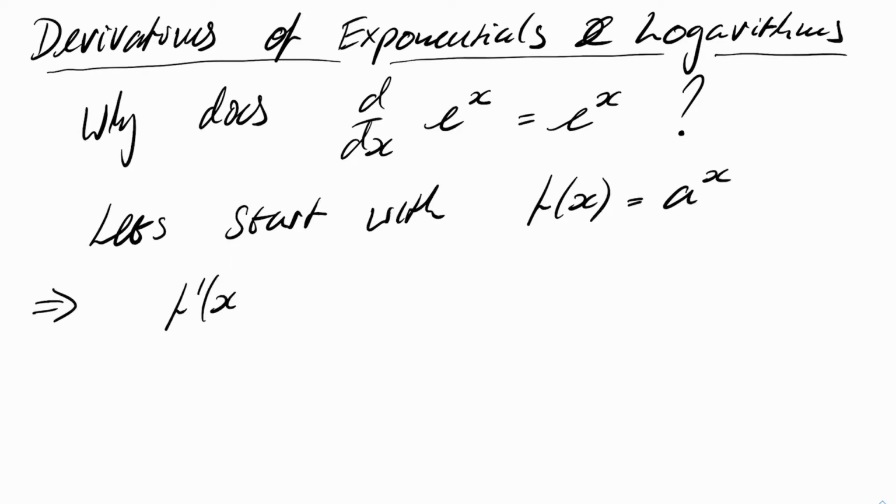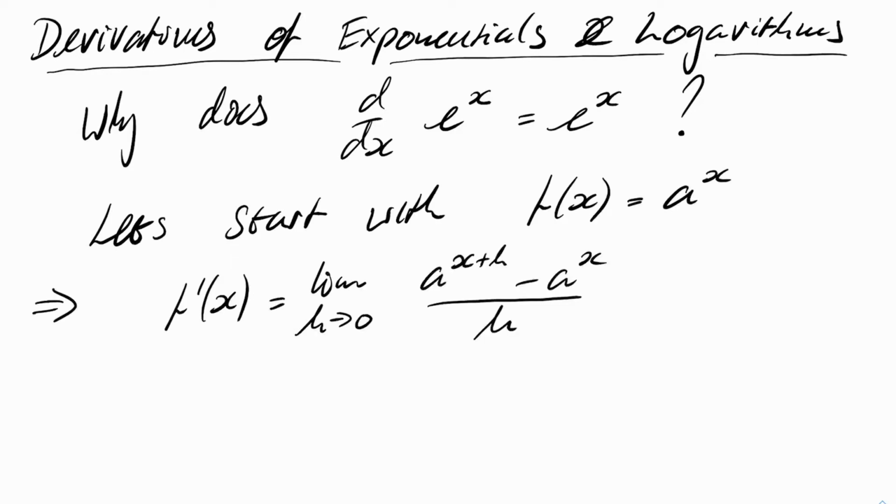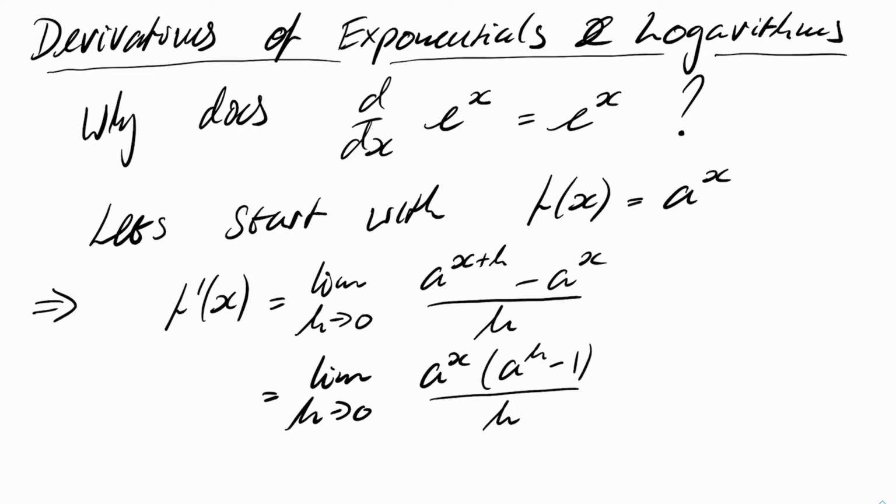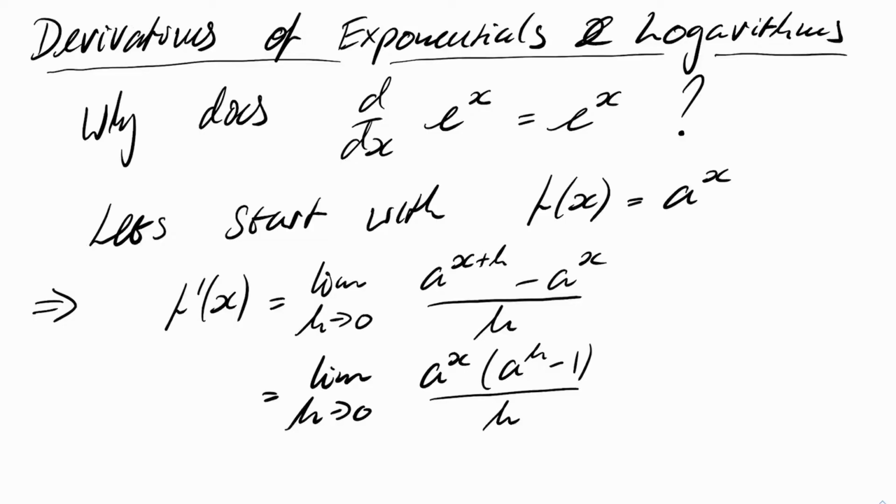So we start with using the definition of the derivative, the limit as h tends to 0 of a to the x plus h minus a to the x, all over h. Now what we need to do is simplify that. So we can simplify this using the rules of exponents. And what we notice is that the a to the x doesn't depend on h. We're taking the limit as h tends to 0. So the fact that it doesn't depend on it, a to the x, means that we can take it outside the limit.